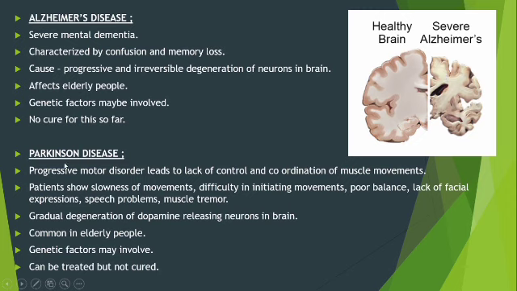Parkinson's disease. Parkinson's disease is a progressive motor disorder that leads to lack of control and coordination of muscle movements. The patient shows slowness of movements, difficulty in initiating movements, poor balance, fixed muscle tone causing lack of facial expressions, speech problems and muscle tremor. This disease is associated with gradual degeneration of dopamine releasing neurons in the brain. It occurs most commonly in elderly people and genetic factors may also be involved. Parkinson's disease can be treated but not cured.